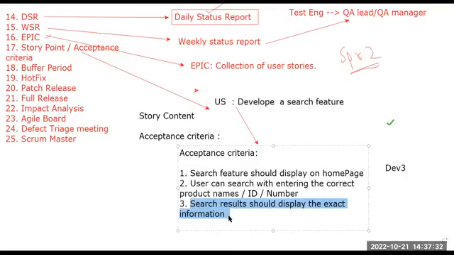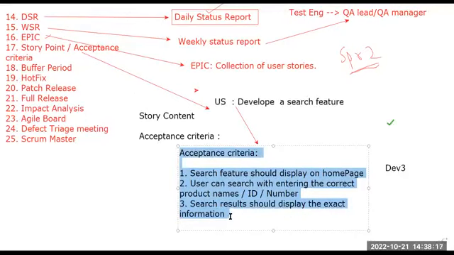Getting my point, everyone? Similarly, let's say that you are a test engineer. You can also follow this acceptance criteria and accordingly test the application. Let's say that this feature has already been developed and now you want to test it. How will you test? You are going to test and match against this acceptance criteria, whether the search feature is implemented or not. You will check whether the search feature is available on the home page, whether you are able to search with the product names or ID or number, and whether you are getting a correct result. So this acceptance criteria will help both the development team as well as the testing team.